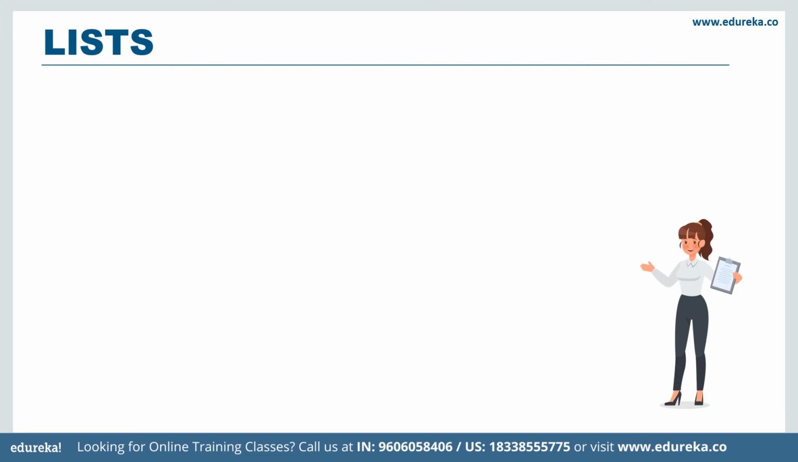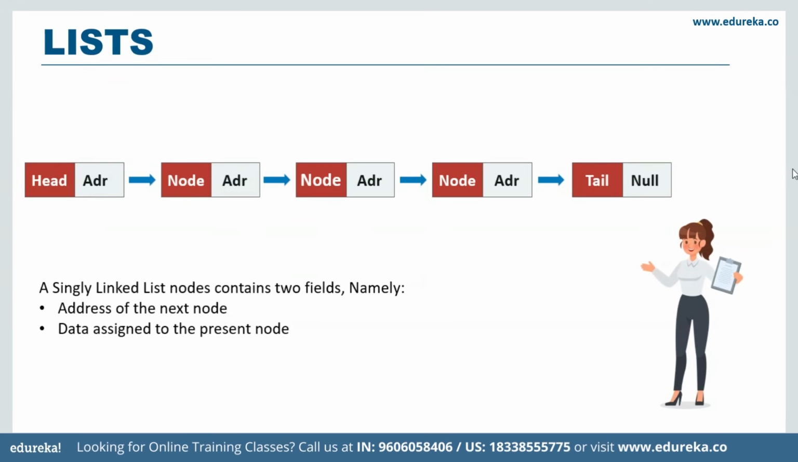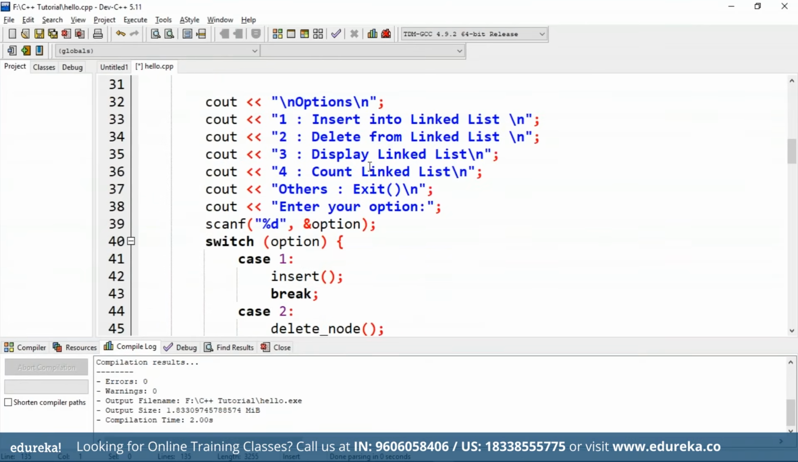Now let us understand the terminology of the singly linked list. So this is a singly linked list. A singly linked list contains 2 different fields, namely the data assigned to the present node and the address of the next node. This particular node is known as the head node, where the data is stored, and this is the address block where the address of the upcoming node is stored. Now let us execute a simple example to understand the terminology of singly linked lists. This example is based on a singly linked list. Now let us try to execute this.